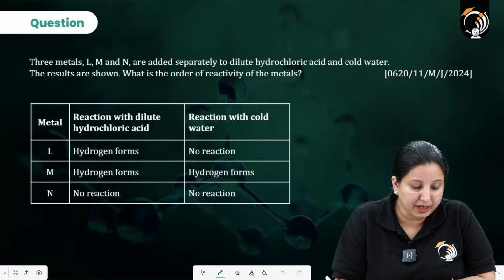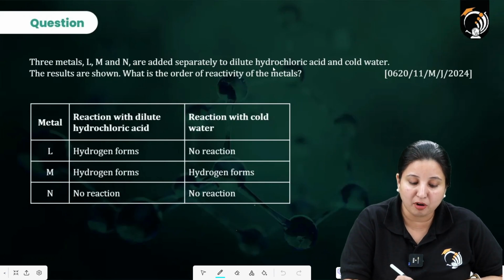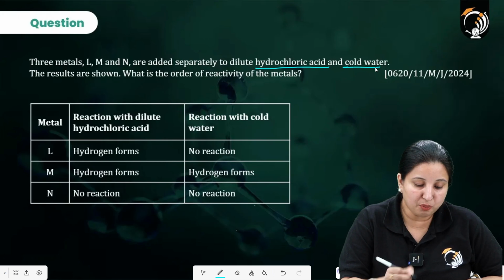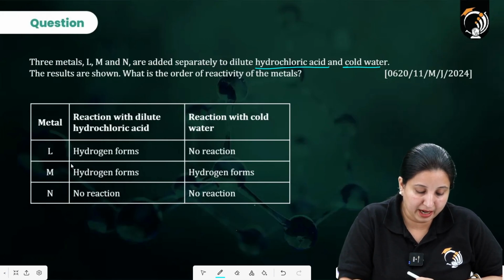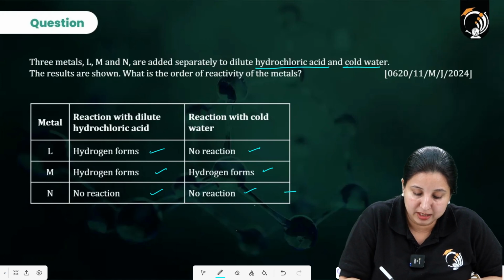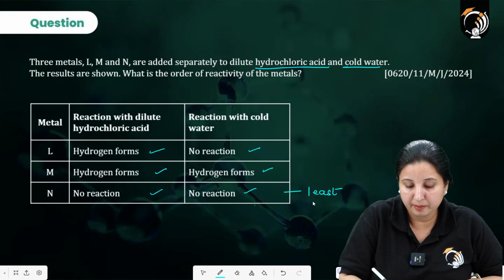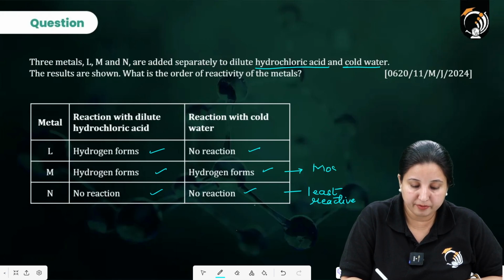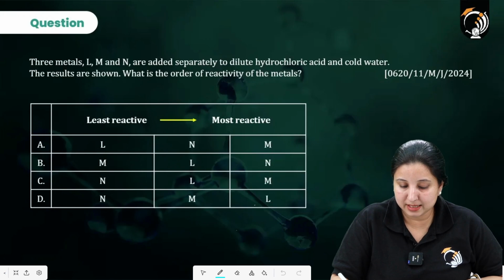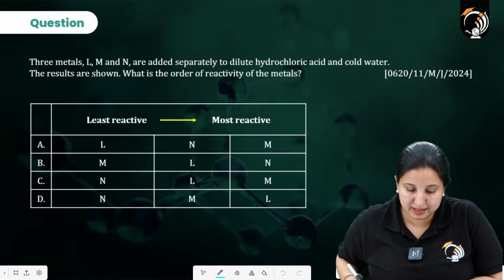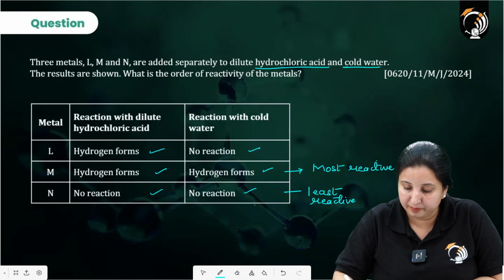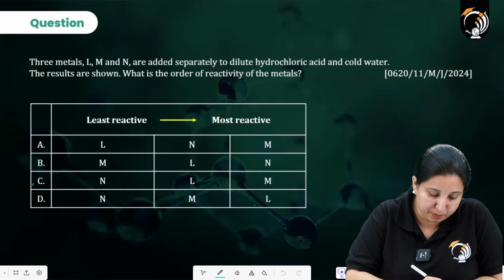Coming to the next question, three metals L, M and N are added separately to dilute HCl and cold water. What is the reactivity of the metals? Look, L forms hydrogen with the acid but has no reaction with water. M forms hydrogen in both cases, and N gives no reaction. This means that N is going to be the least reactive and M is going to be the most reactive, isn't it? So let's see. N is the least reactive and M is the most reactive. Yes. So option C is going to be our answer.